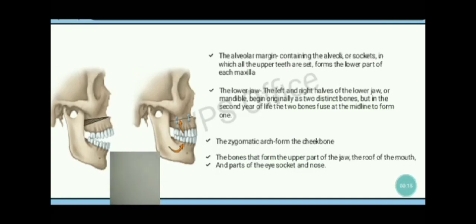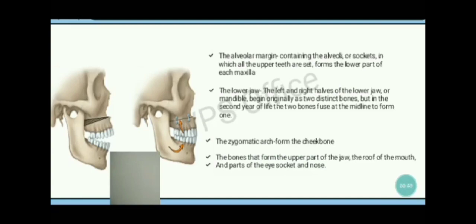Jaw. It is either of a pair of bones that form the framework of the mouth of vertebrate animals, usually containing the teeth and including the movable lower jaw, which is the mandible, and the fixed upper jaw, which is the maxilla. The jaws move in opposition to each other and are used for biting, chewing, and handling of food.